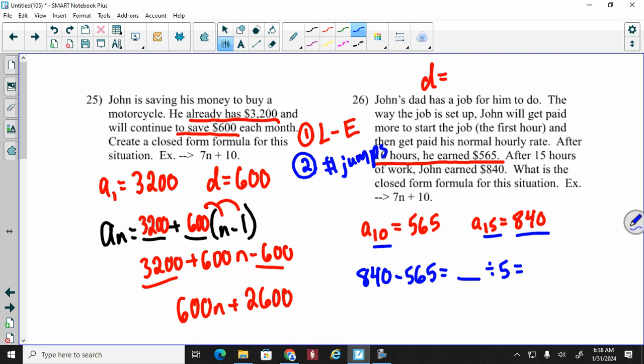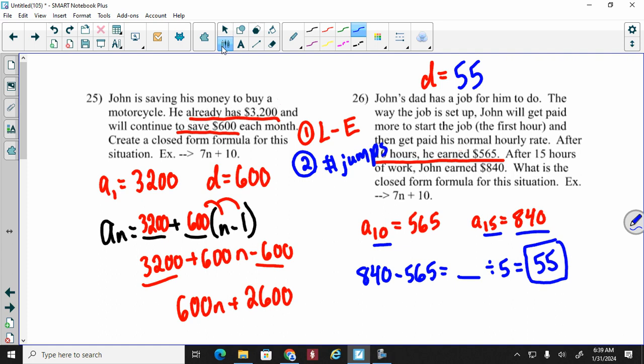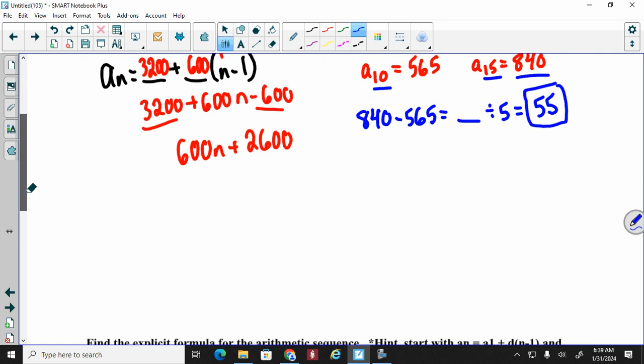So let's do the work real quick. 840 minus 565, and then divide by 5, that's 55. So my common difference is 55. This is what D is right here, 55. Okay, so now if you remember going all the way back to the last question, I now have to find my first term. So let me rewrite. D is equal to 55 right here just so I can put it all on the same screen. So I'm going to use my common difference, and I'm just going to use the 10th term to find out my first term.